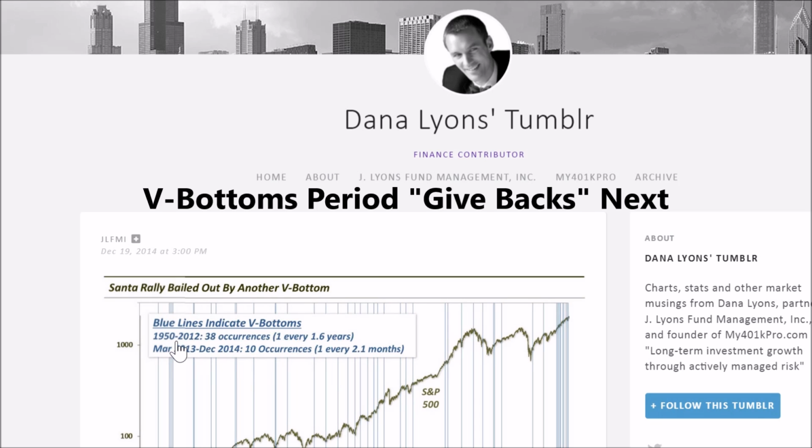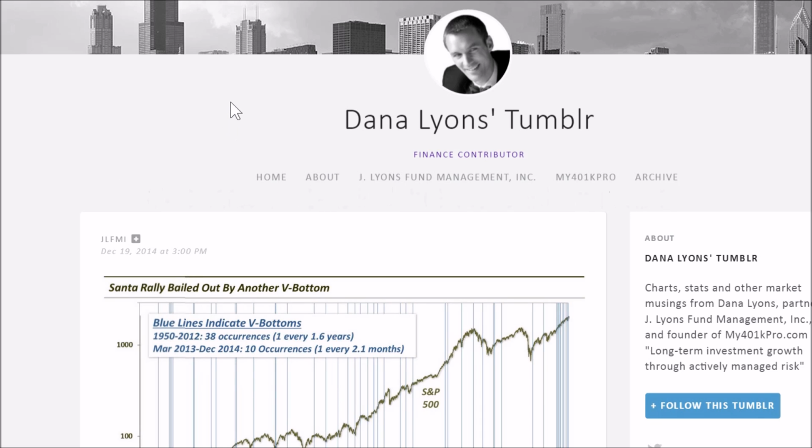From 1950 to 2012, a V-bottom occurred in the stock market about once every 1.6 years. In this period in here, where the Fed seemed to step in every time the markets became weak, so from March of 2013 to the end of 2014, instead of a V-bottom occurring once every 1.6 years, unbelievably, we saw a V-bottom once every 2.1 months.